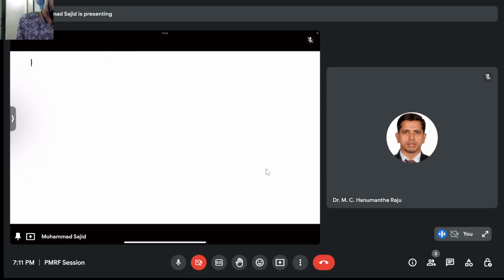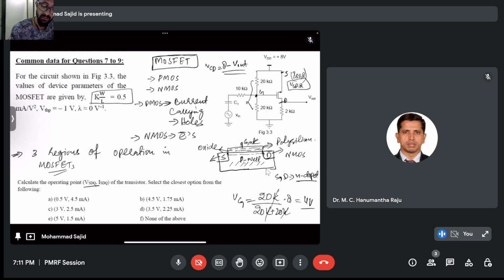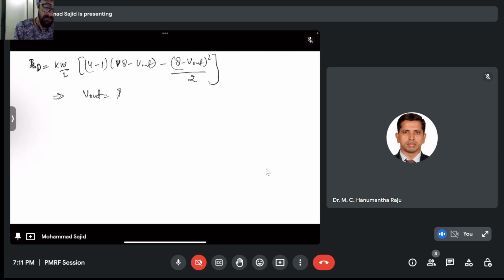So my ISD will be equivalent to K W by L (4 minus 1) times (8 volt minus V output) minus (8 minus V output) square by 2, right? But if you see from the circuit again, V output will be equivalent to the current of ISD flows here. So the output will be simply ISD into 2K, right? That is ISD into 2K.